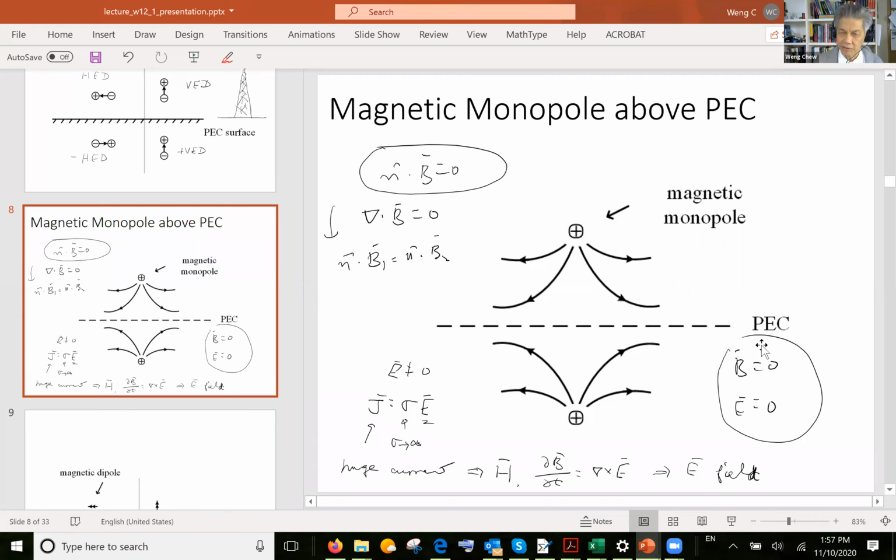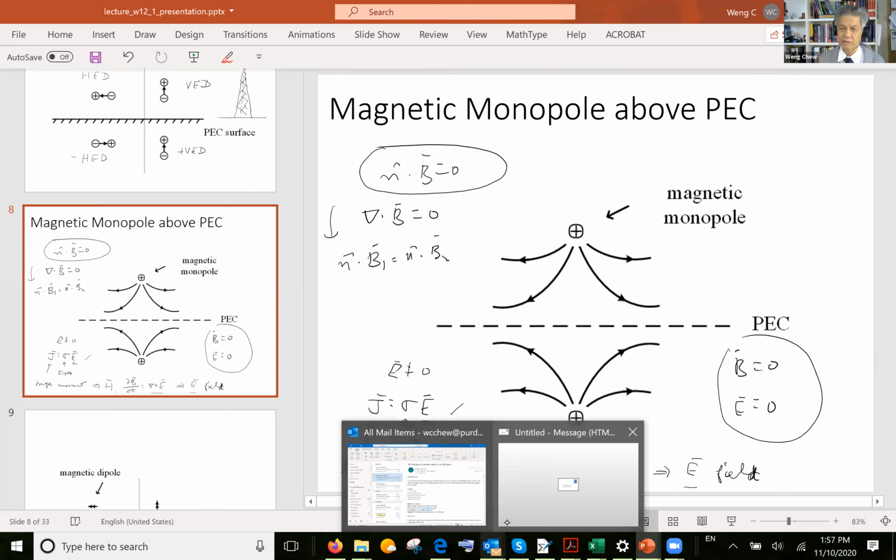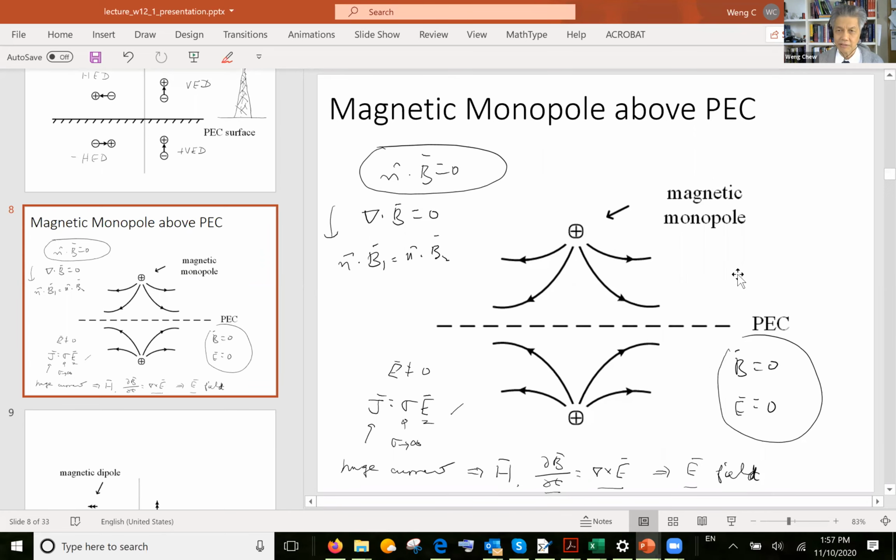And by the same token, you have the argument that B has to be 0, because if B is not 0, the slightest variation of the B field would give rise to an E field, and the E field in turn gives rise to a strong current, and it would be an escalating cycle of electromagnetic field generation, which is an unstable process. So both B and E have to be 0 inside a perfect conductor.